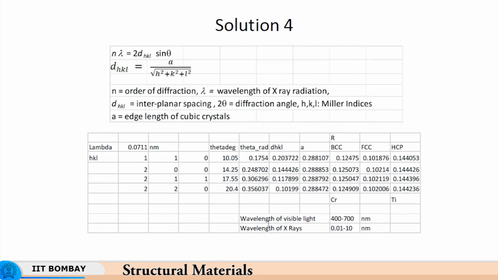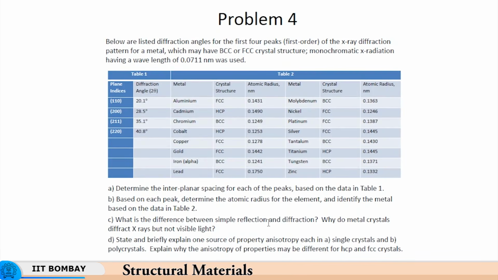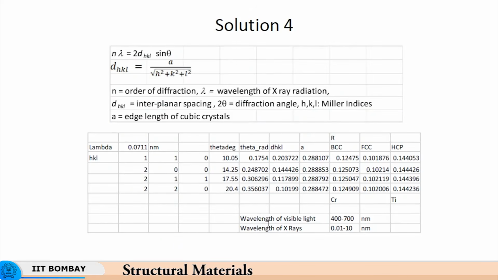Just to substantiate my answer D, I have given some figures here. Wavelength of visible light is 400 to 700 nanometers. Wavelength of X-rays is 0.01 to 10 nanometers, and you see that the interatomic distances are a fraction of a nanometer. X-rays can have a wavelength of 0.01 to 10 nanometers, so they can easily get diffracted from a crystal with interatomic spacing or lattice parameter of 0.288 nanometers. That is why visible light doesn't get diffracted, it gets reflected, but X-rays can get diffracted.